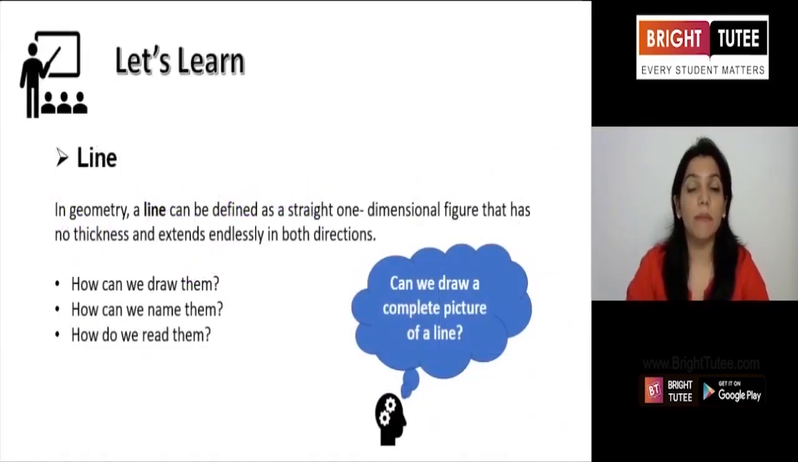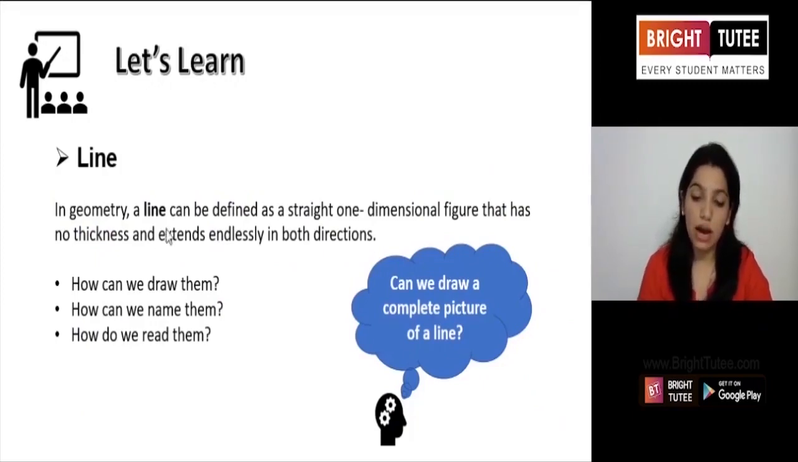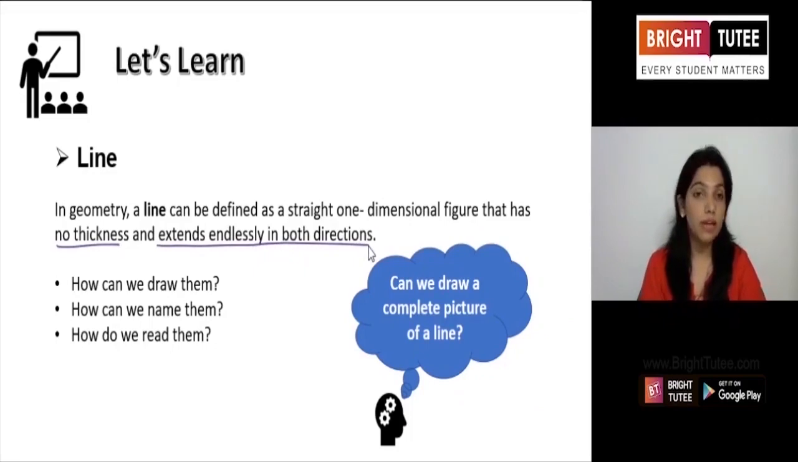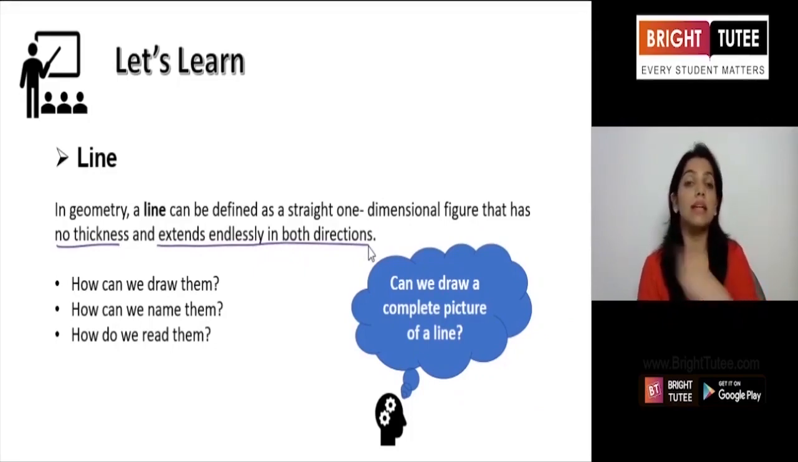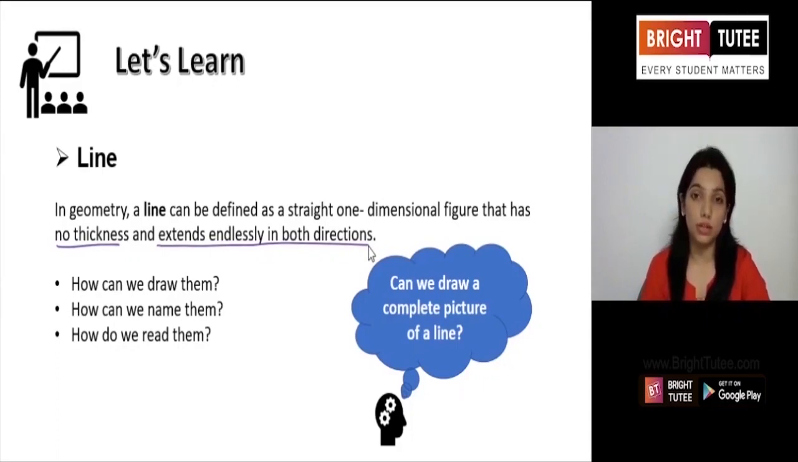Now we are going to learn about line. We just learned about line segment, which was of fixed length. Now let us see what is special in a line. In geometry, a line can be defined as a straight, one-dimensional figure that has no thickness and extends endlessly in both directions. Very important point to notice that a line extends endlessly in both the directions.